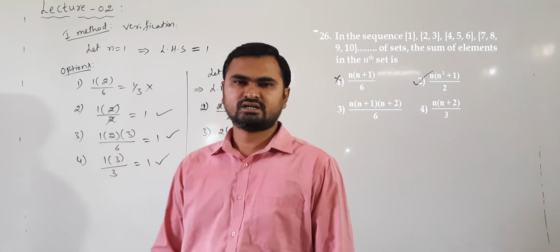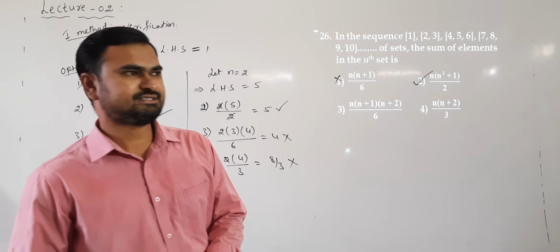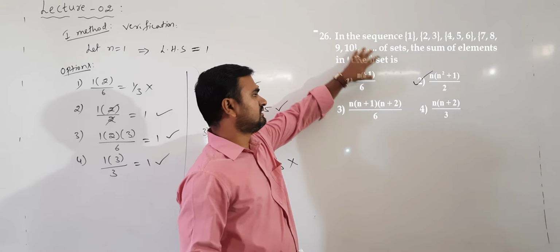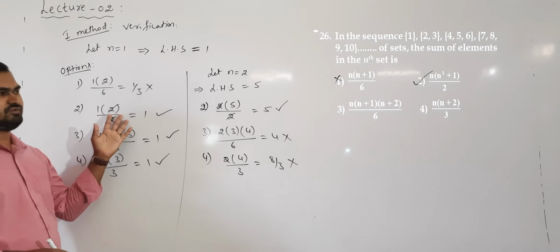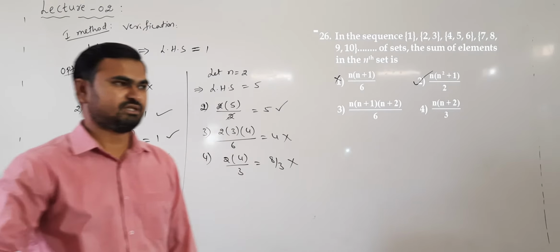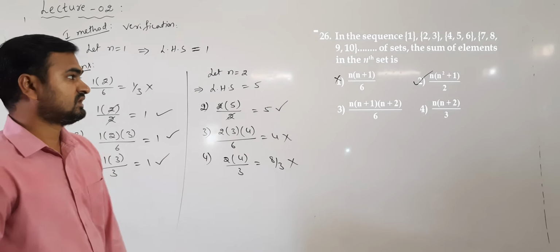Understand? So here they are asking the sum of elements in the nth set. The problem is in terms of n. Options are also in terms of n. So that's why we are verifying. Okay. So take some value for n. See which option will be satisfied. Okay. This is one method, which we can always do easily by the method of verification for this type of problem.